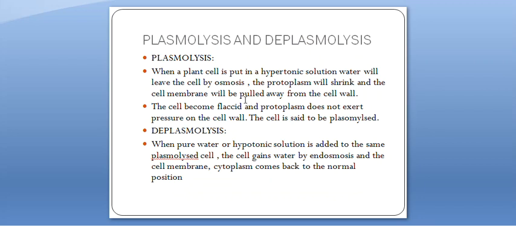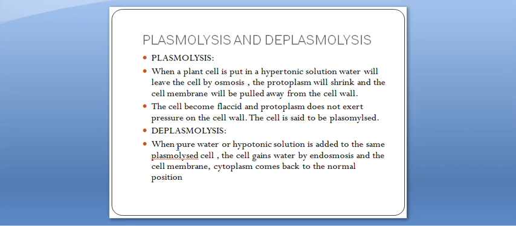Next, let us study plasmolysis and deplasmolysis. These are phenomena. Now, plasmolysis: when a plant cell is put in a hypertonic solution, that means a higher concentration solution, water will leave the cell by osmosis. The protoplasm inside the cell will shrink and the cell membrane will be pulled away from the cell wall. As a result, what will happen? The cell becomes flaccid and the protoplasm doesn't exert pressure on the cell wall. Then the cell is said to be plasmolysed.